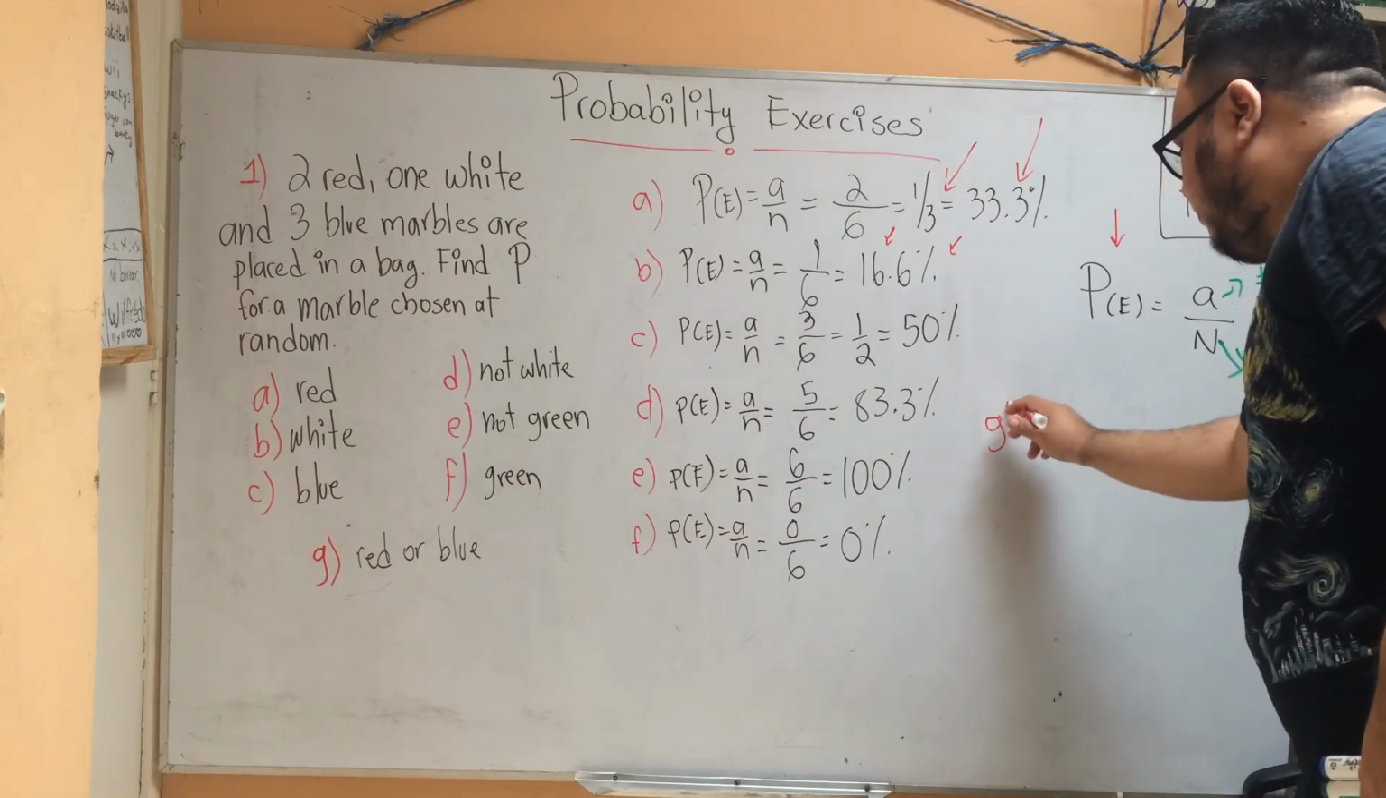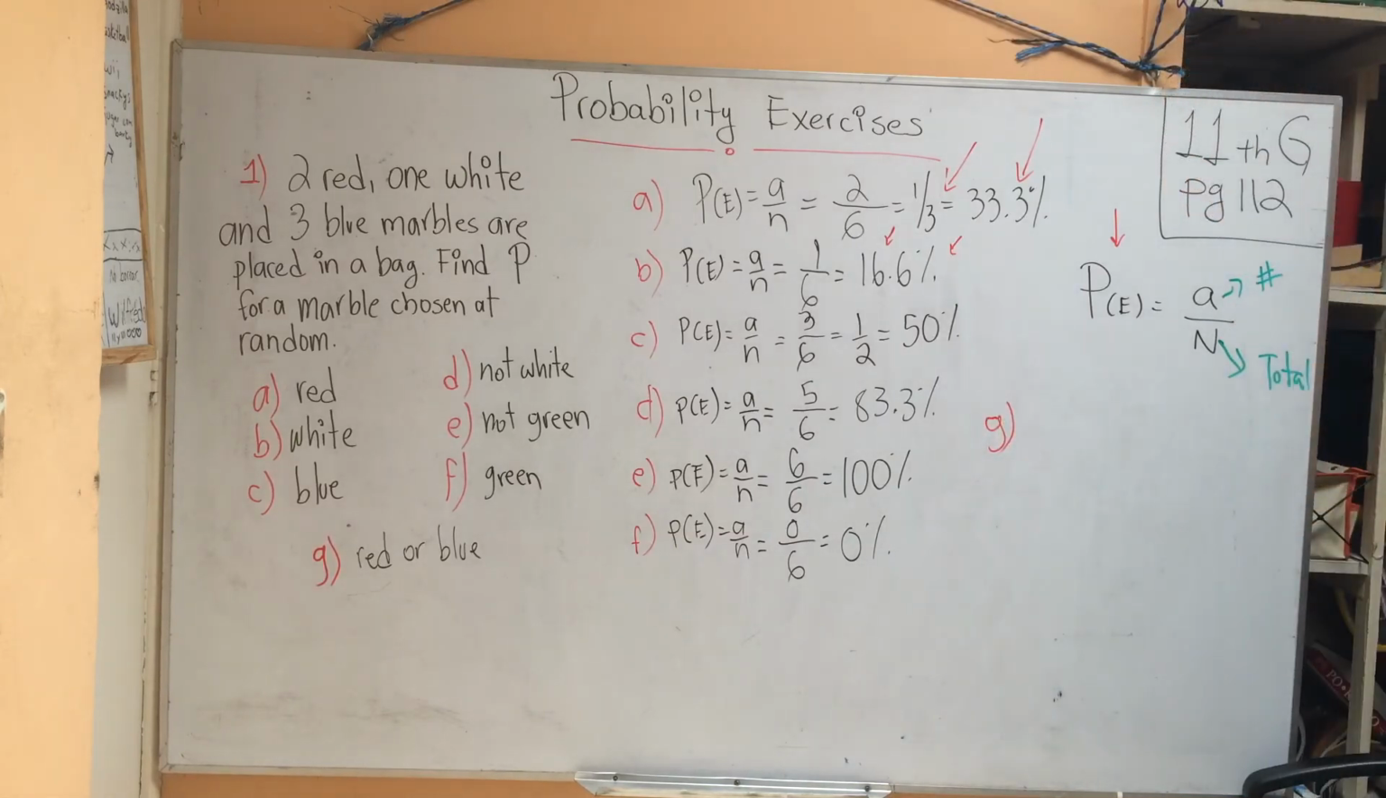Now let's do letter G. Letter G says red or blue. So that means that we have a combination now. It's not only about the red, and it's not only about the blue. So what happens when we have a combination? Here they're asking what is the probability of getting either a red or a blue. So either option would be good, but we have two options.